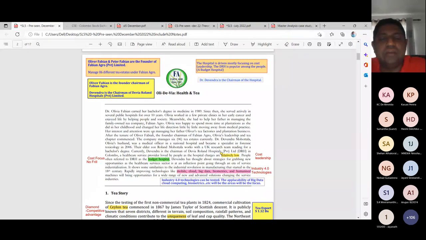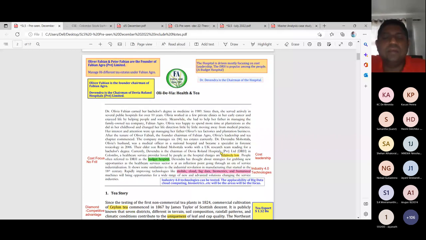Currently, Devendra is the chairman of Devia Roland Hospital Private Limited. Now the three persons are mainly focused: Olivia, Devendra, and Roland. Now they are going to give information about Devendra also. Right now, up to now, we know that Olivia is managing this plantation company. Now, they say Devendra is the chairman of Devia Roland Hospital Private Limited.